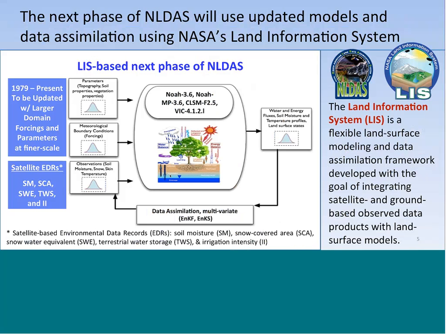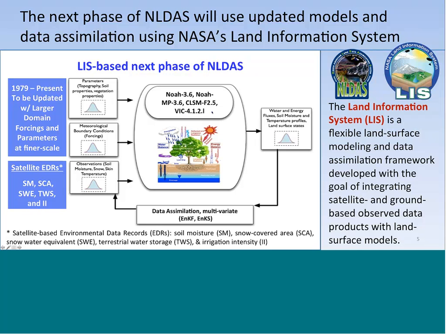I'm not going to talk about data assimilation today, so all of the results I'm showing you are for models without data assimilation, okay? But the 4 new models that we're working on for NLDAS for the next phase are shown here in the middle. So there's Noah version 3.6, Noah-MP version 3.6, the Catchment land surface model, which is the same land model that is used in the GMAO GEOS-5 and MERRA-2, and then VIC. So this is just a new version of VIC, okay?